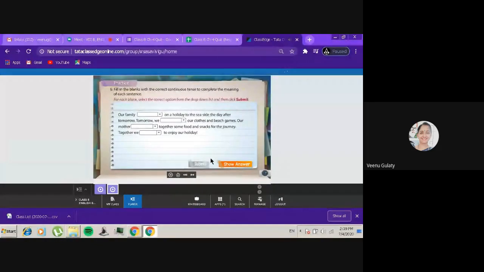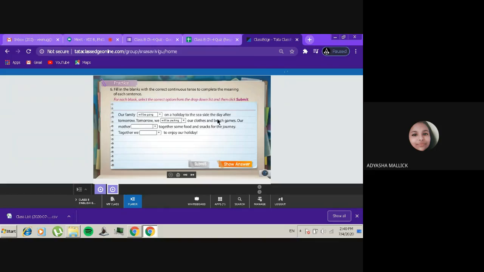Fill in the blanks with the correct continuous tense to complete the meaning of each sentence. For each blank, select the correct option from the drop-down list and then click Submit. Girls, Adisha, do you want to try this? Yes, ma'am. This is the drop-down list. Our family will be going on a holiday to the seaside the day after tomorrow. Tomorrow, we will be packing our clothes.